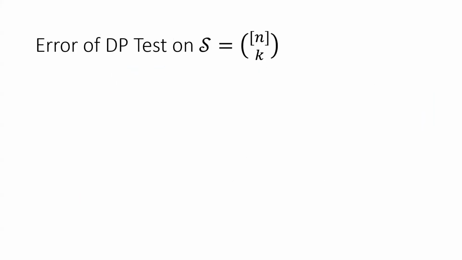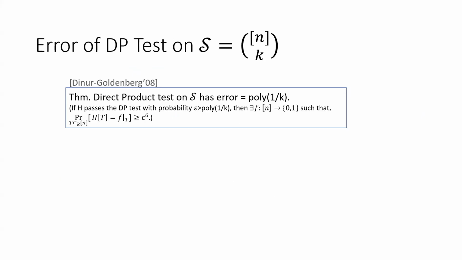Okay, so let's look at the complete complex, which is our running first example, as a sanity check. Here, Dinur and Goldenberg showed that if the direct product test on S has error which is even just polynomial in 1 over k, that just means, again, that whenever the test passes with any epsilon larger than poly 1 over k, then there does exist a global function for which h is correlated to this global function.